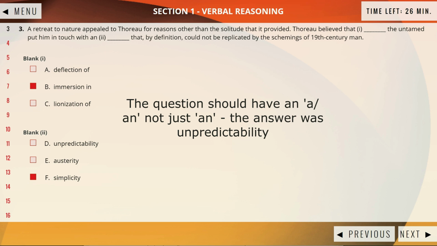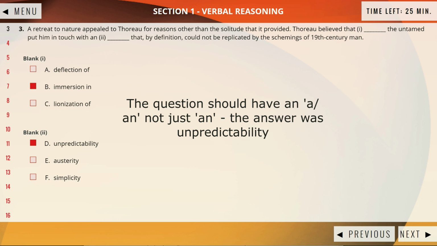This is hard. I believe that put him in touch with an unpredictability that could not be. I mean, that would fit with untamed. It's not a very great question, I'll be honest, because there's nothing that jumps out. And the "an" is kind of suggesting it's D or E, but simplicity could also be right.